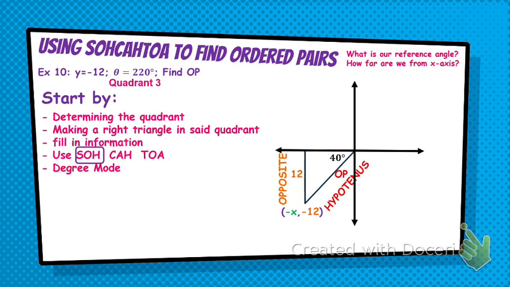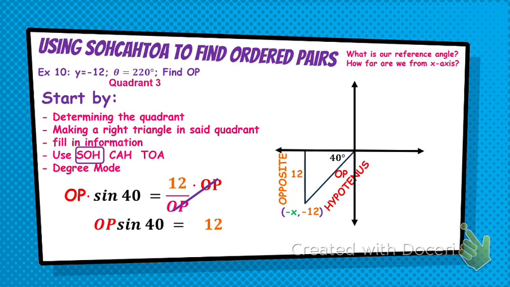So opposite over hypotenuse would be the sine. Setting this up, this one's a little bit different only because now what I'm looking for is in the denominator. So this is kind of like a little more steps involved. I need to first get that out of the denominator. To do that, I can multiply both sides by OP, and that will bring it to the other side. We'll cancel it over here, and now I have OP times the sine of 40. Let's rewrite that and see what that looks like. Okay, now we have OP times the sine of 40 equals 12.